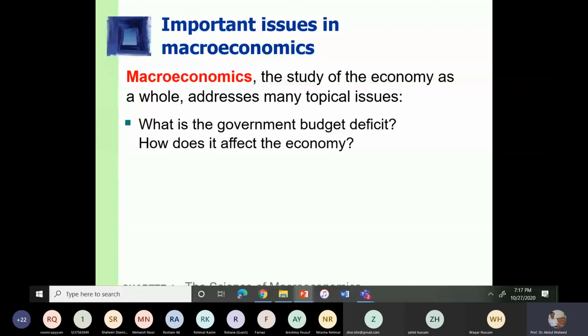And then also we will study how a budget deficit will affect the economy. Okay, because if there is a budget deficit, then you have to finance that deficit, and for financing you have to borrow. Okay, and if you are borrowing, that will accumulate your debt. So this will be a problem: debt accumulation.